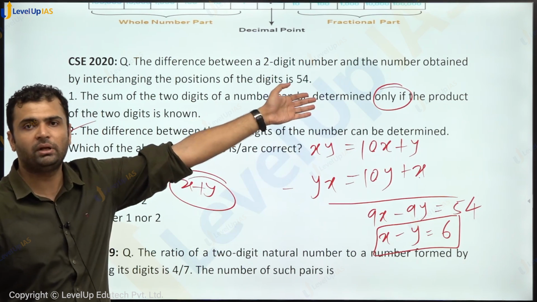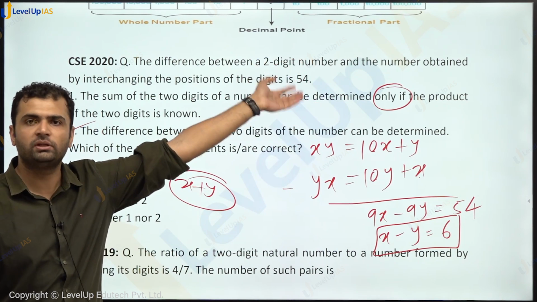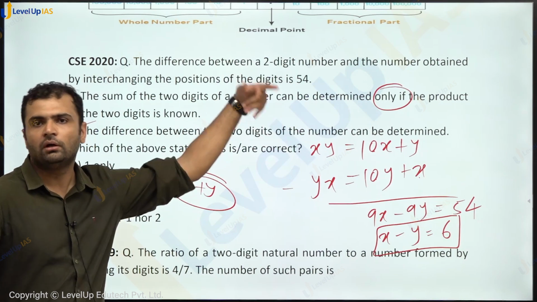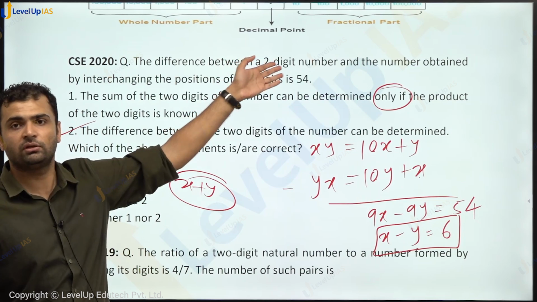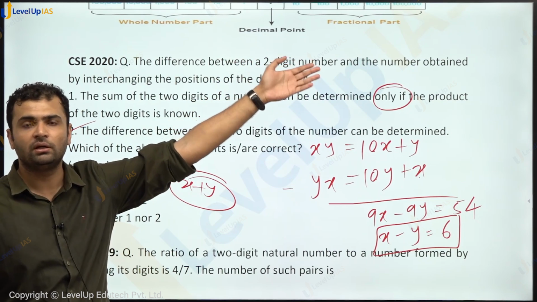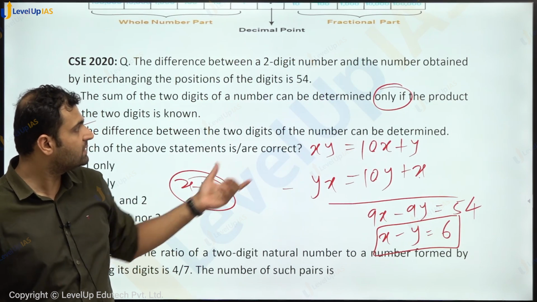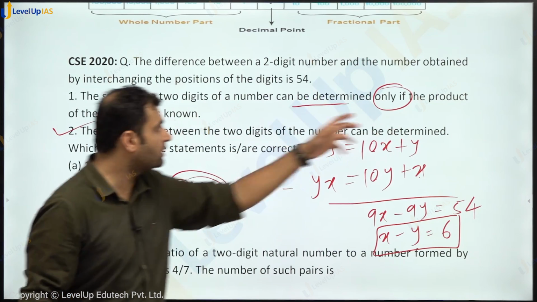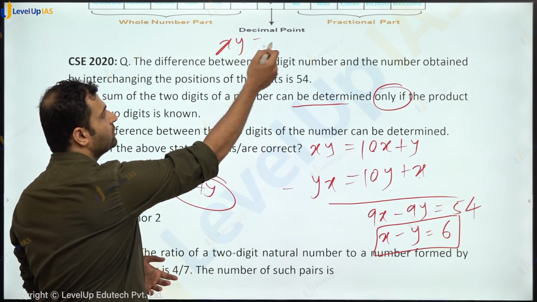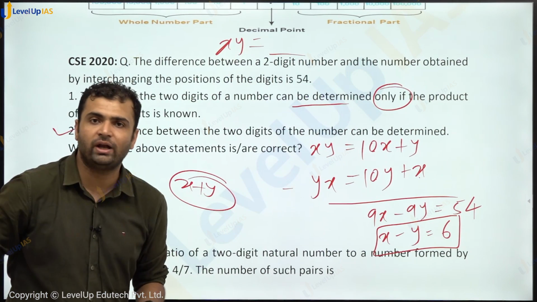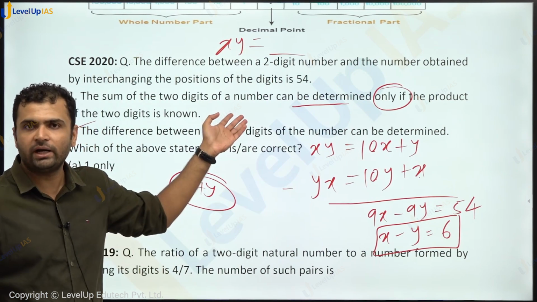And as we wrote here, there could be multiple possibilities. There could be 39, 93, there could be 82, 28, etc., etc. So we cannot determine based on only this information, because there were multiple possibilities. But what the statement says is that it can be determined only if the product is known. Product is known, meaning x into y is equal to some value. If that value is known, then we can determine the addition or not.